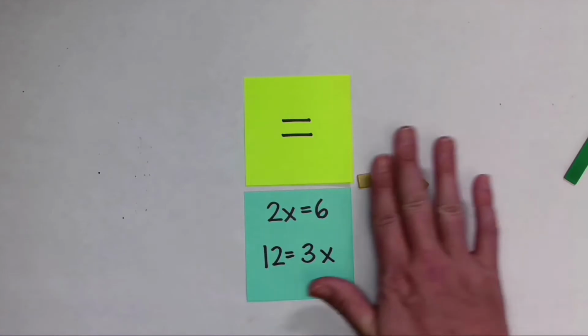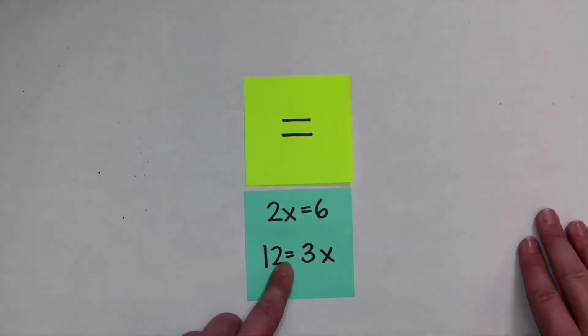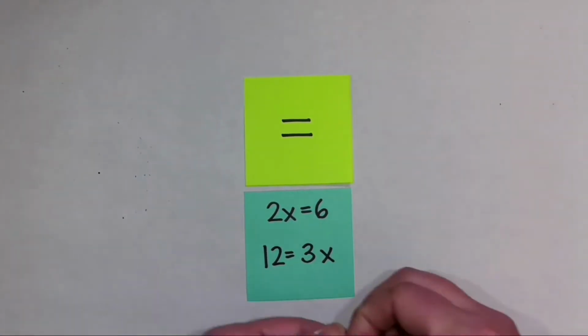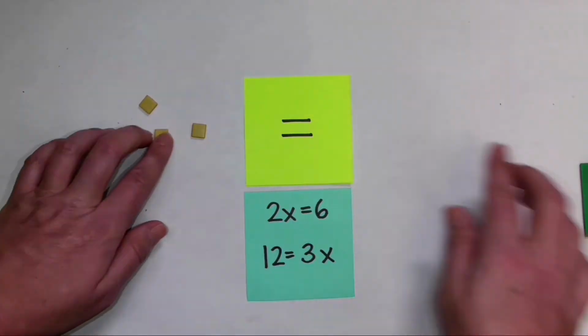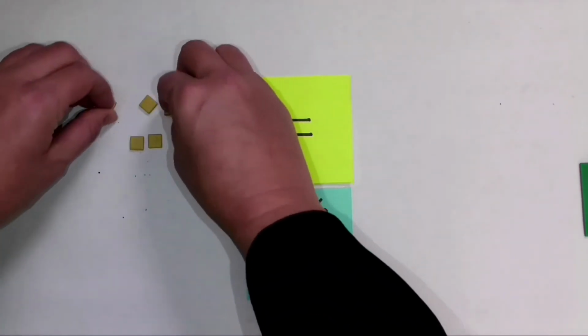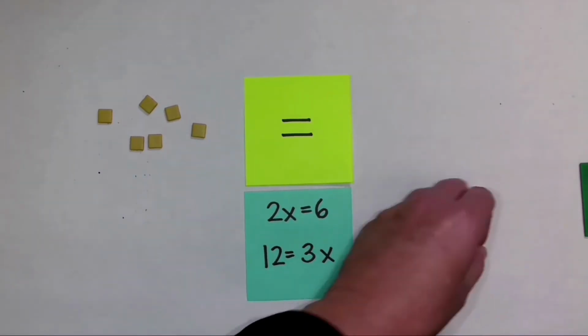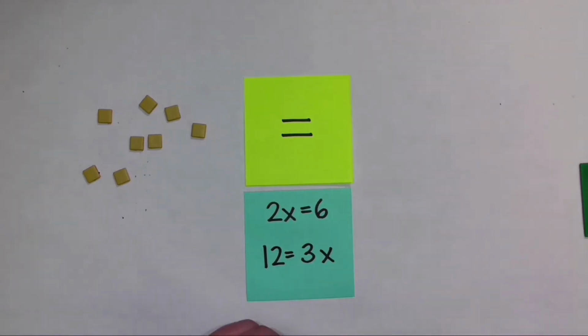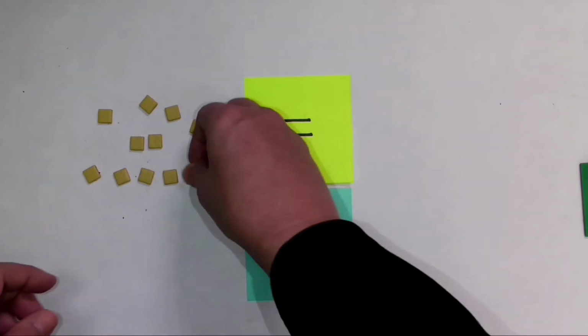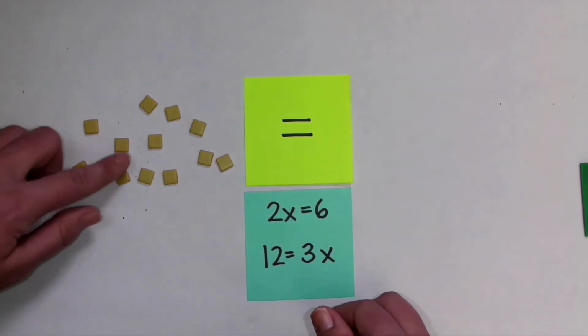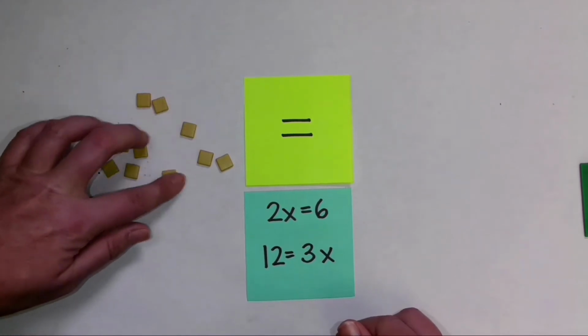Now let's do the next problem here. Here I have 12 equals 3x. So my 12 is my constant, and I'm going to go ahead and get out 12 units, and they are all positive, so I will make sure that they all have the tan side facing up. And I'm going to double count these to make sure that I have 12. 1, 2, 3, 4, 5, 6, 7, 8, 9, 10, 11, 12.